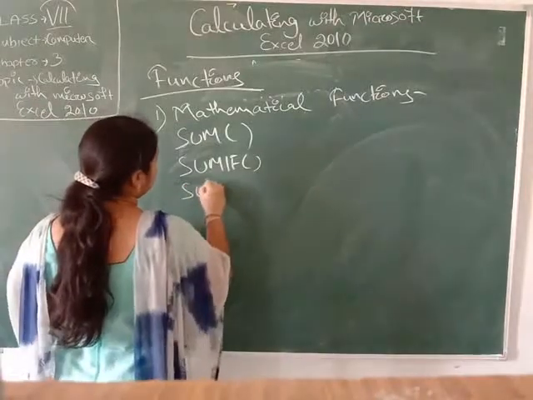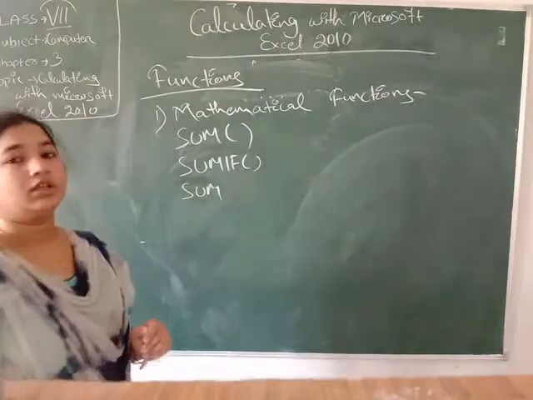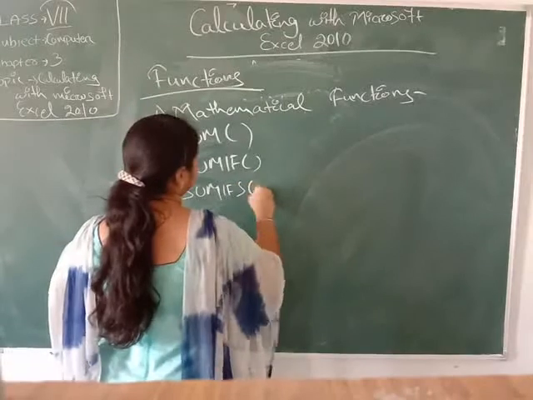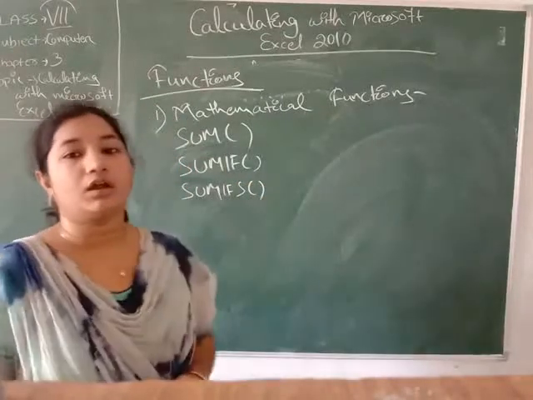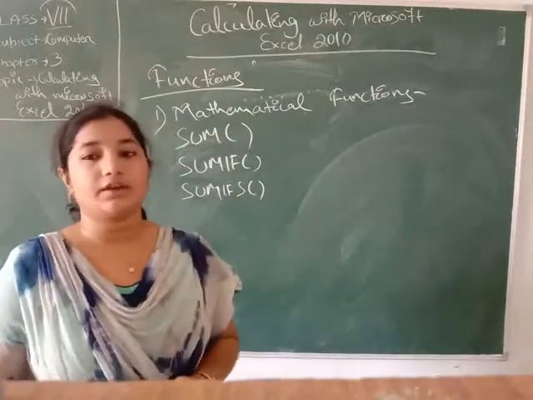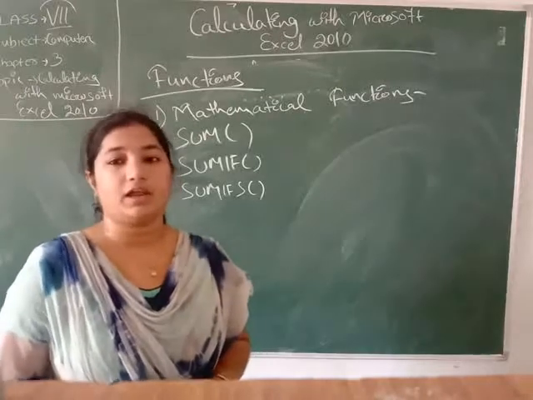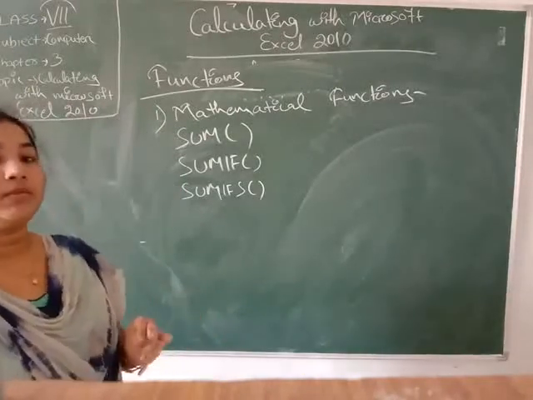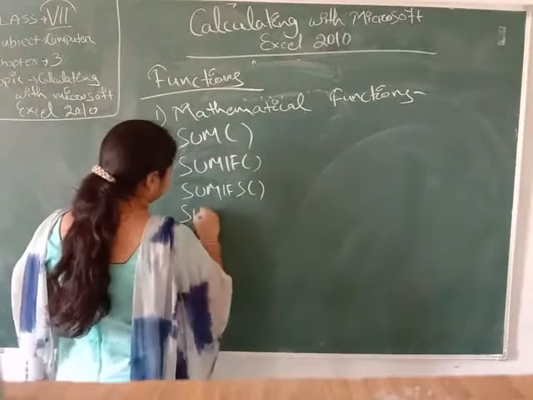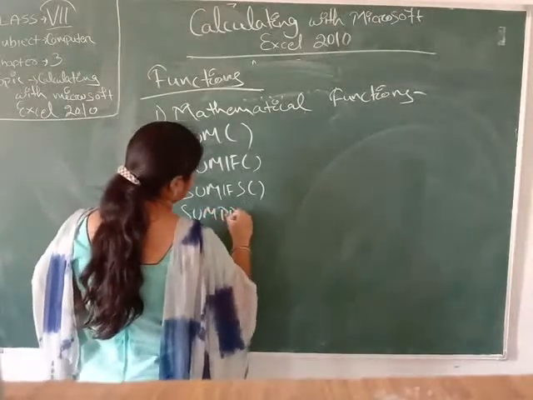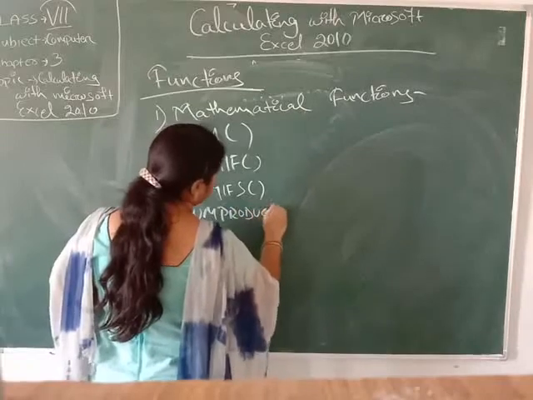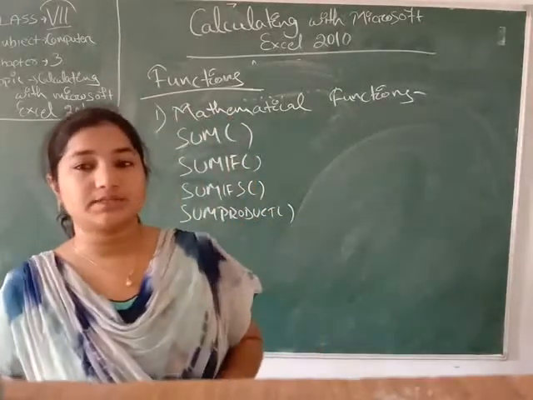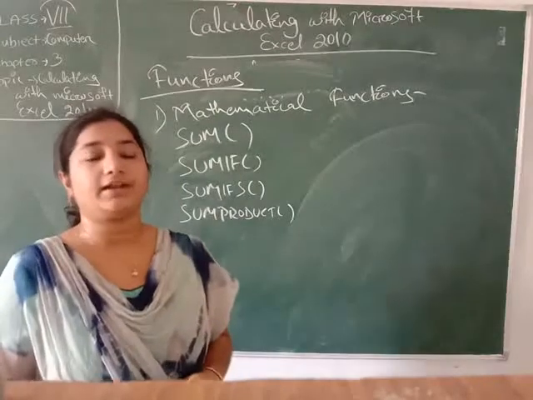So after SUM and SUMIF, the next is SUMIFS. This function adds values in a range based on multiple criteria. It can add the values with multiple criteria. After that is SUMPRODUCT. SUMPRODUCT works to sum a range of cells that meet multiple criteria.